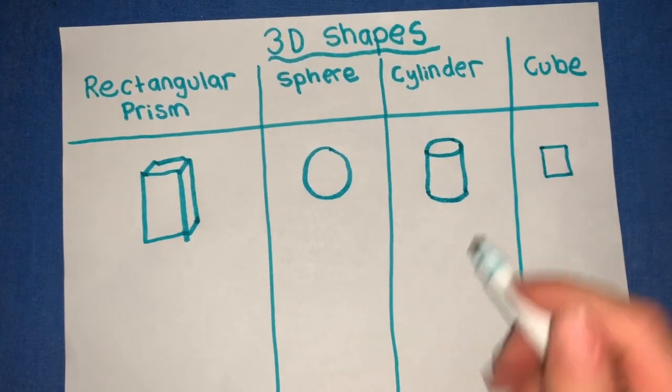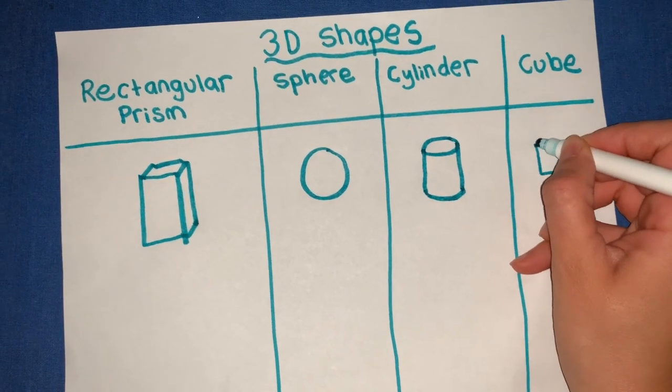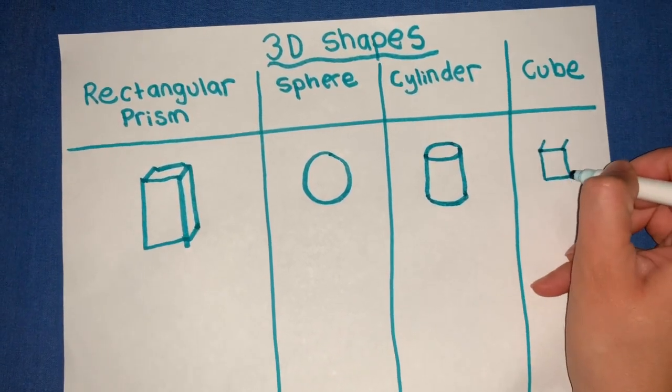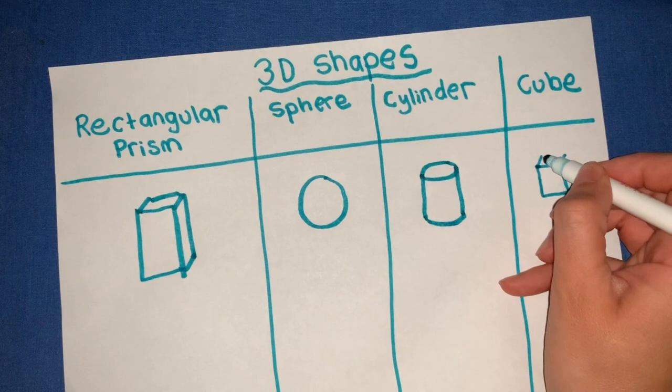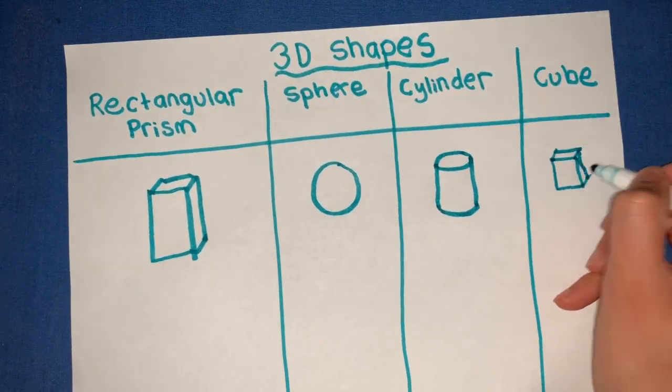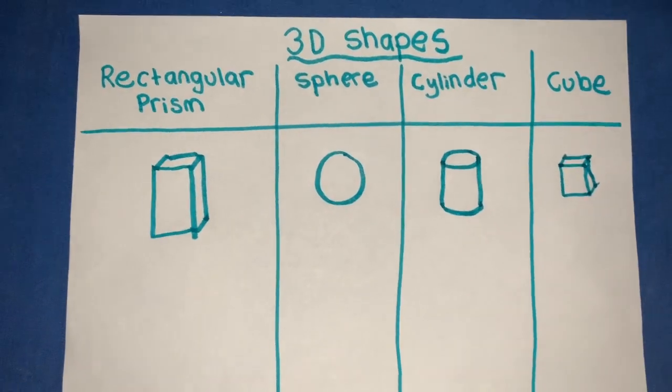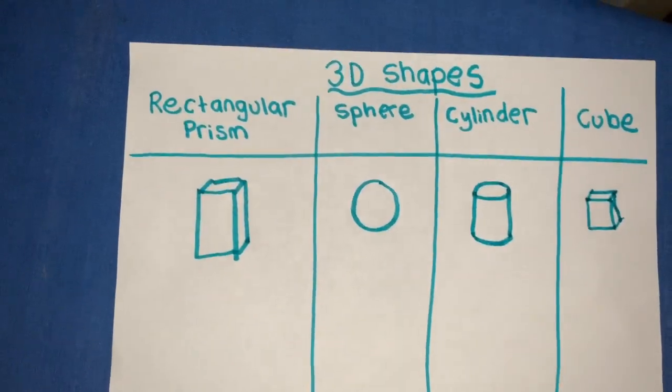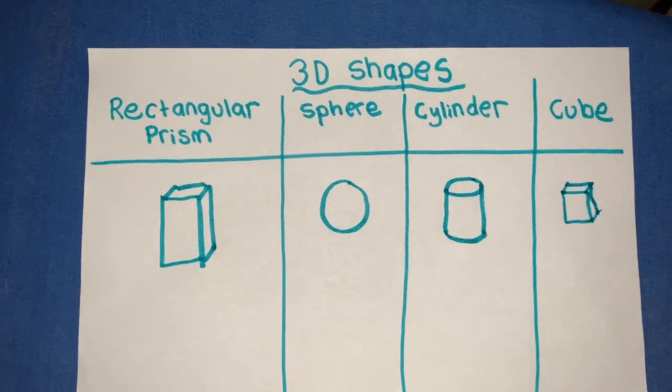So I'm gonna draw a square for the front. I'm gonna draw those same three lines coming off, and I'll connect those lines. Whoops. See, made a little mistake, but that's okay. So here are 4 different 3D shapes.